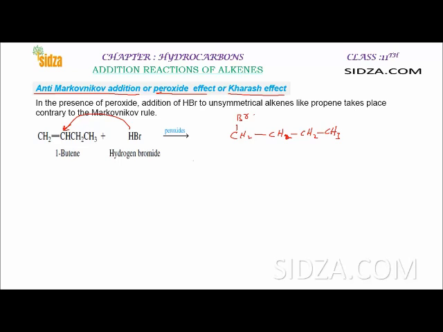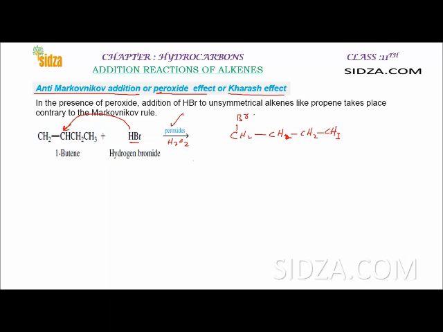So this is an anti-Markovnikov addition, and this anti-Markovnikov addition of HBr occurs only in the presence of peroxide. Suppose we take hydrogen peroxide. In the presence of hydrogen peroxide, HBr adds across the double bond and it follows the anti-Markovnikov addition. It doesn't go to the double bonded carbon that has more hydrogen atoms, rather it goes to the one which has fewer hydrogen atoms. So that's why it's called anti-Markovnikov addition, and this is the anti-Markovnikov product.